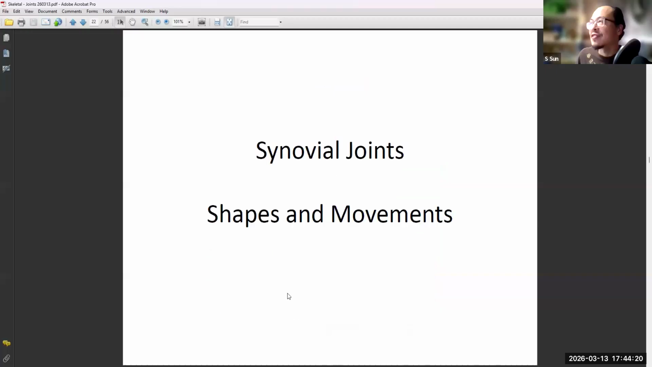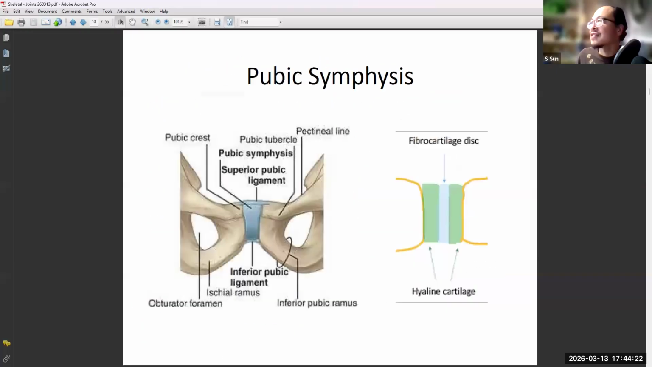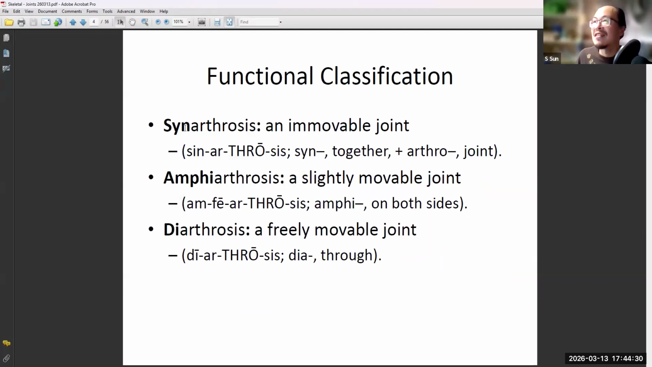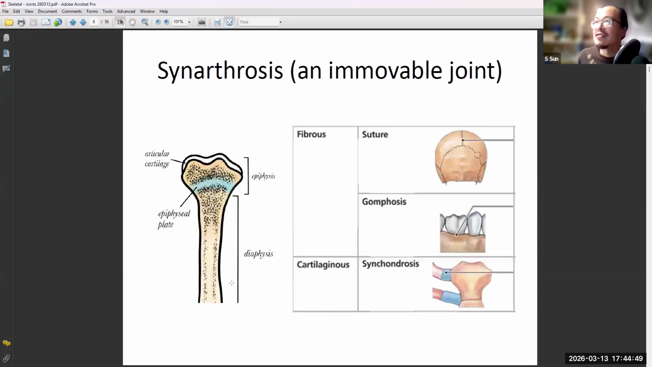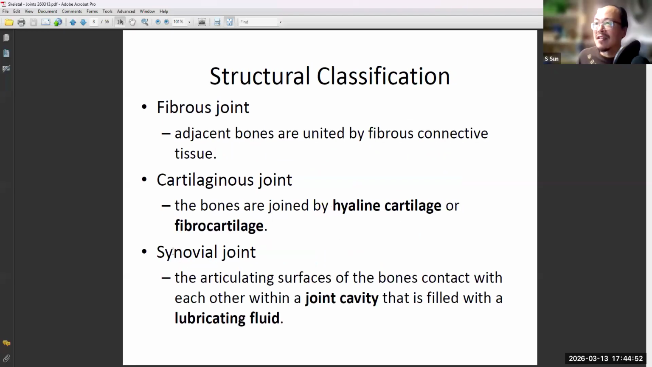Let me show you here. Synarthrosis, right here. Synarthrosis is the very beginning. Where is that? Right here. Functional synarthrosis. A little bit movable is amphiarthrosis, and the totally movable is diarthrosis. So that's this one. The one that's totally movable, structure-wise, is always a synovial joint. So this is a synovial joint.